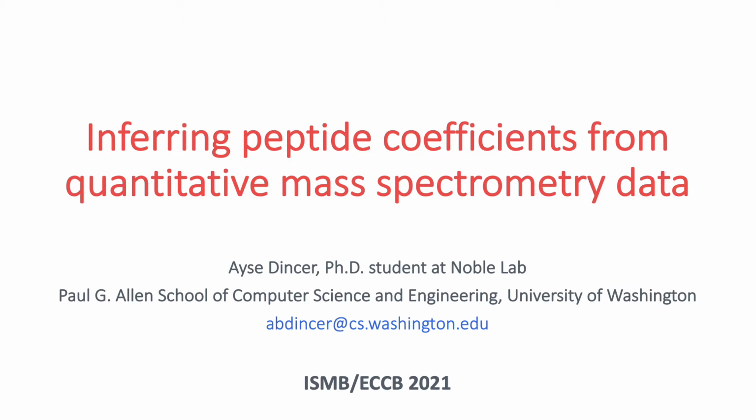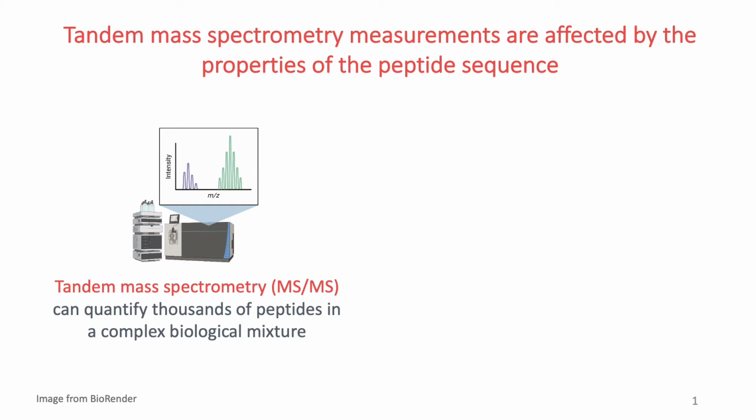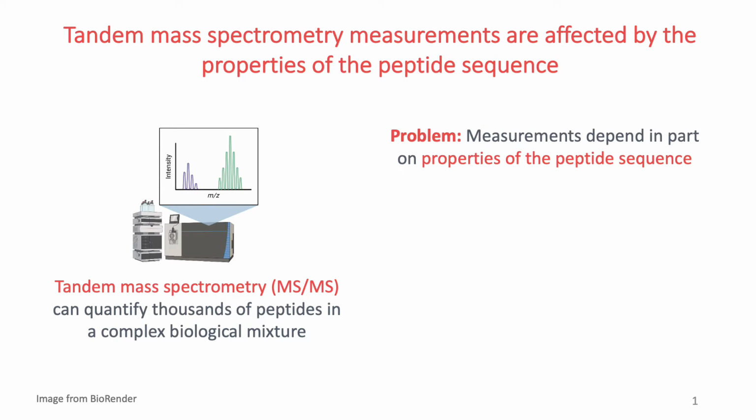Today, I'm going to provide an overview of my recent and ongoing project where we infer peptide coefficients from quantitative mass spectrometry data. Tandem mass spectrometry, or MSMS, can be used to quantify thousands of peptides in a complex biological mixture. However, the problem is that these measurements depend in part on the properties of the peptide sequence.